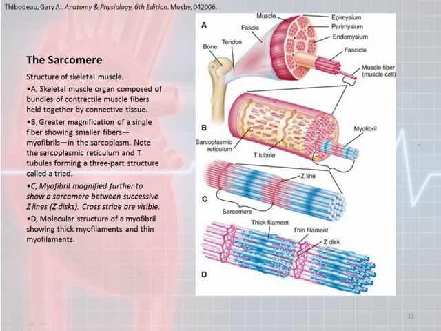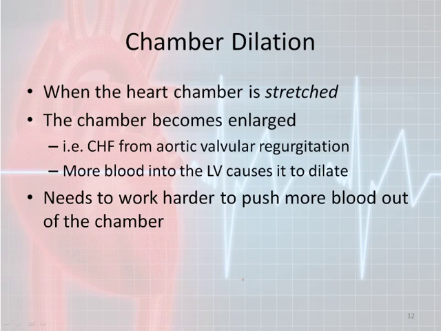What I want to look at, though, is the actual sarcomeres themselves. When they say the sarcomeres get bigger, this is considered a sarcomere. It's between the Z lines right here. Chamber dilation occurs when the chamber itself is stretched. Remember, it is a stretching of the chamber. It is not necessarily an enlargement of the tissue itself.